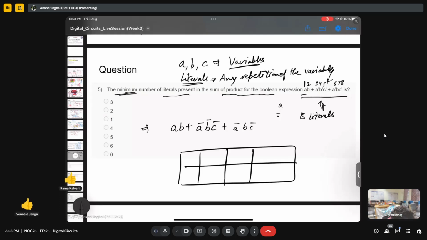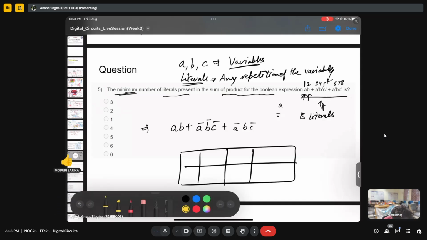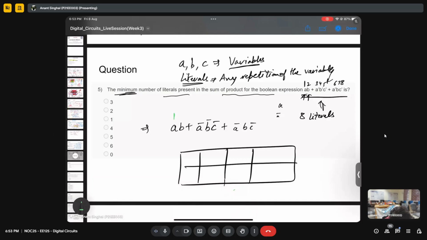Every term in this particular expression is counted as a literal. So for example, this A is one literal, this B is second, this A bar is 3, this B bar is 4, this C bar is 5, then 6, 7, 8. So there are 8 literals in this expression. This is what I just told you.